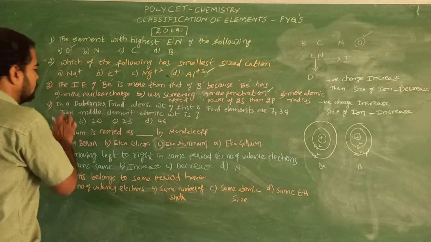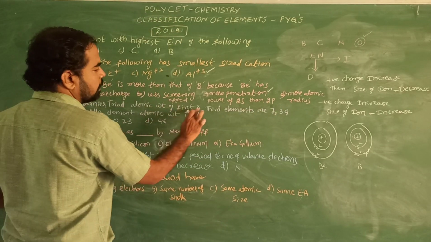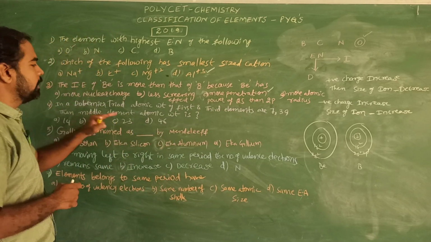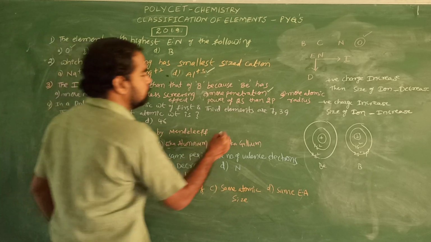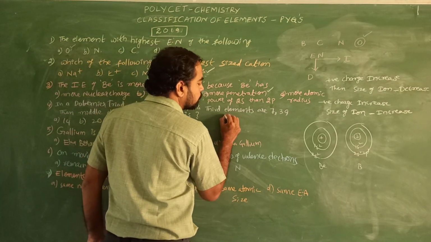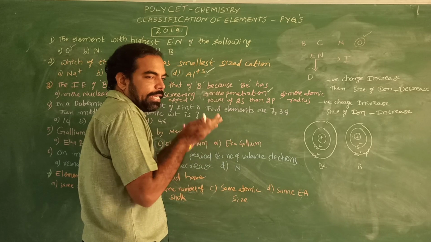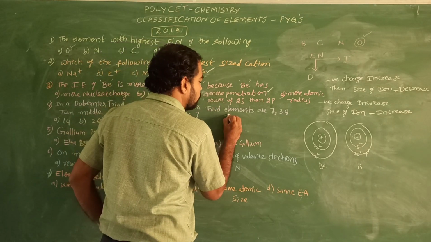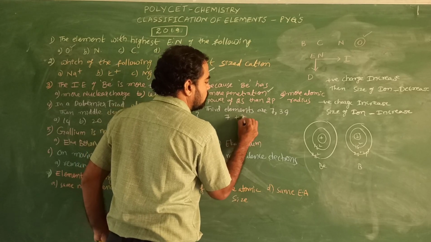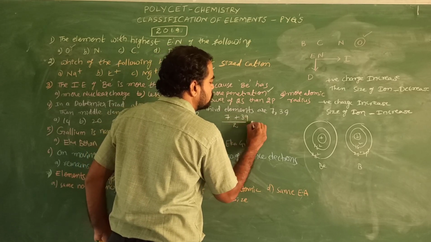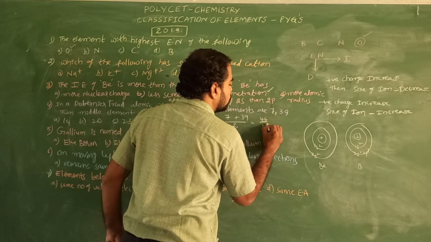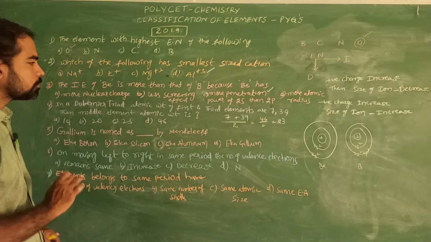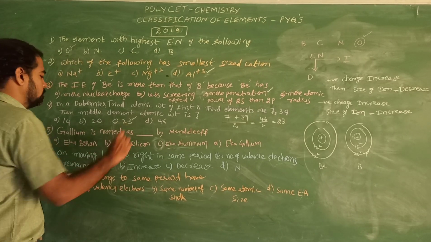Okay, next: in a Dobereiner triad, the atomic weights of the first and third elements are 7 and 39, then the middle element's atomic weight is? We know the Dobereiner triad: the three elements he classified as a category are called a triad. Here the atomic weight of the first element is 7 and the third element is 39. Simply taking the average, we get 46 by 2, which is 23. The same question was repeated in the previous year, right? So the option is the third one.